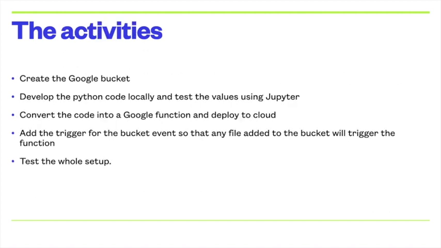So these are all the activities that we would be performing. We will create a Google bucket, maybe two buckets, in fact, one for the input and one for the output. And we will develop a Python code. First, we will develop it locally and test it using the Jupyter notebook. And once we are comfortable with the results, we will simply copy paste this into a Google function. I will show you how to develop this and how to deploy this function into Google Cloud.